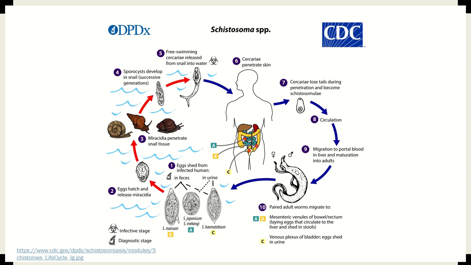The two species which I focused on were Schistosoma mansoni and Schistosoma hematobium. The two affect different parts of the body, so both can be diagnosed differently. Schistosoma mansoni eggs are shed through feces, while Schistosoma hematobium eggs are shed through urine.